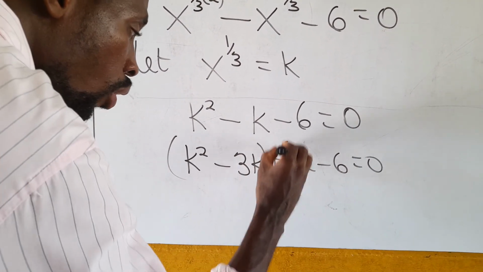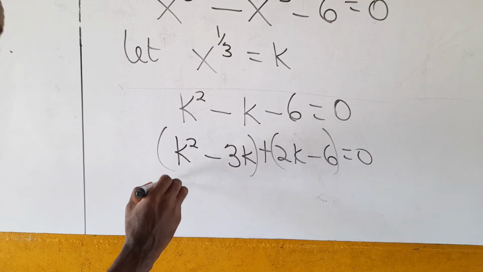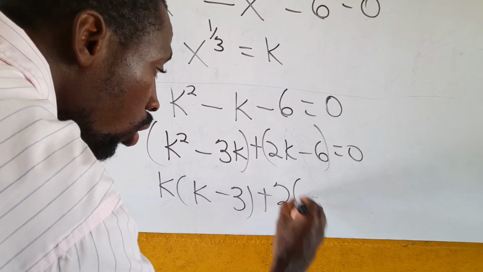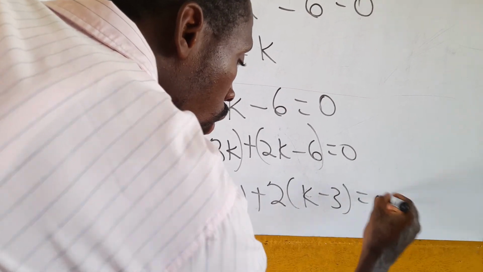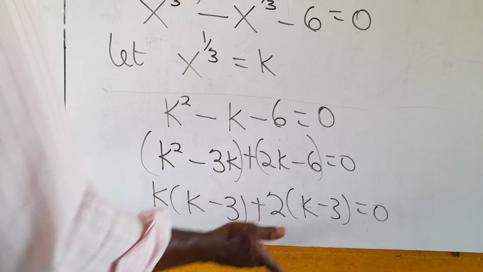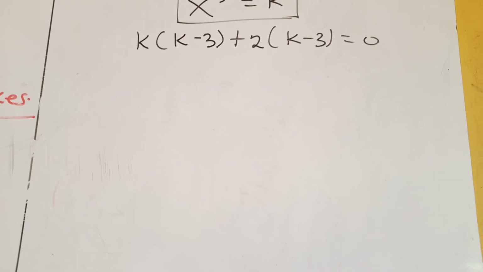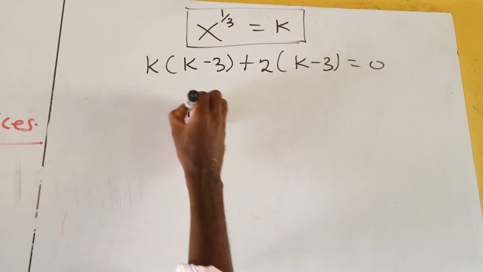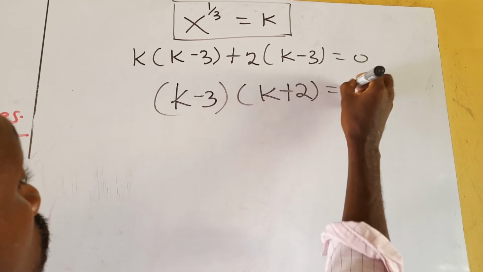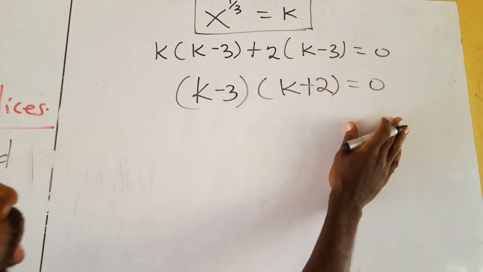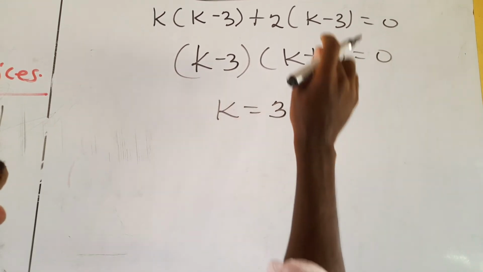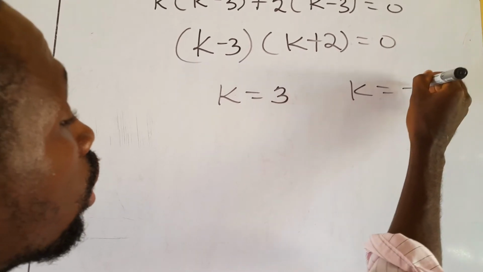Now factor out common factors. What is common here? k is common, k minus 3. What's common here? 2 is common, k minus 3. So now k minus 3 is common. Factor out, we'll be left with k plus 2. So when we factor out our k minus 3, we'll be left with k plus 2 equal to 0. So we take each of the brackets, equate it to 0. So k minus 3 equal to 0, our k will be equal to 3. Then k plus 2 equal to 0, k will be equal to negative 2.